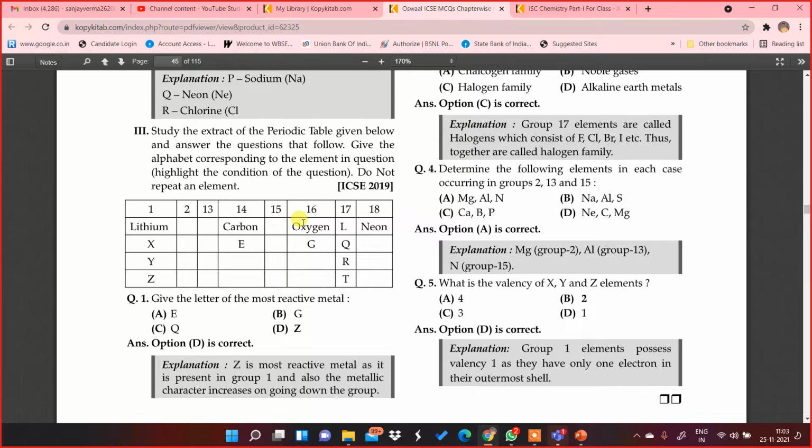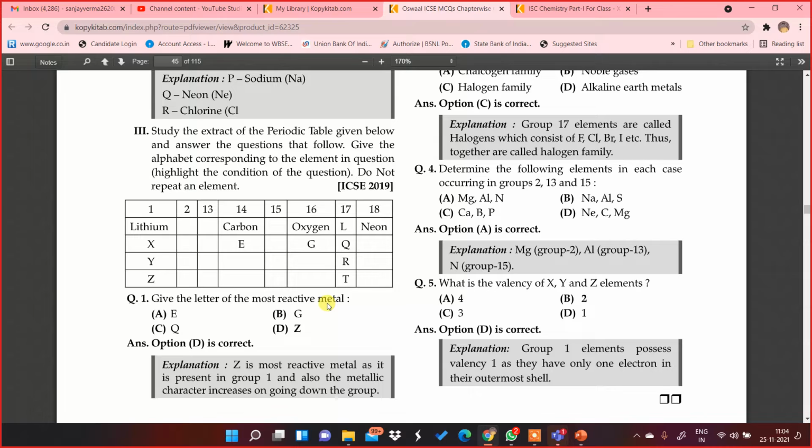So you must have studied the extract of the periodic table given below. Here lithium is there, carbon is there, oxygen is there, then L is there. Then there is neon. Below lithium is X, Y, Z, below carbon is E, below oxygen is G, below L, that is group 17, Q, R, T: chlorine, bromine, iodine. Now give the letter of the most reactive metal.